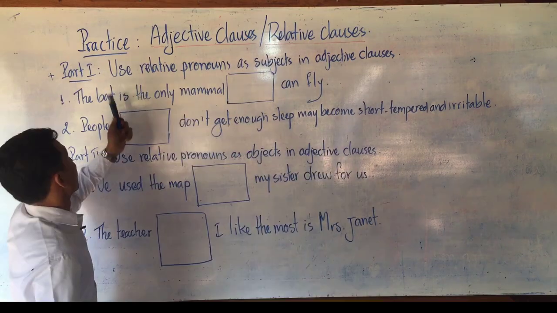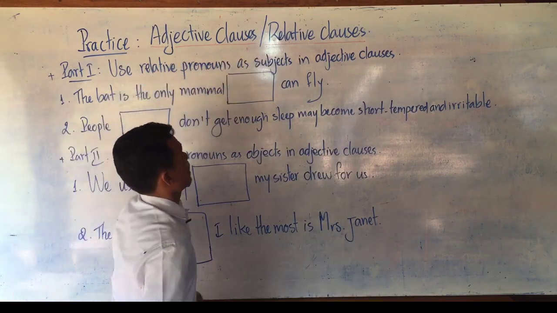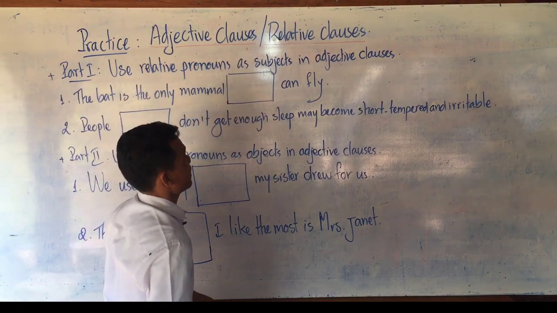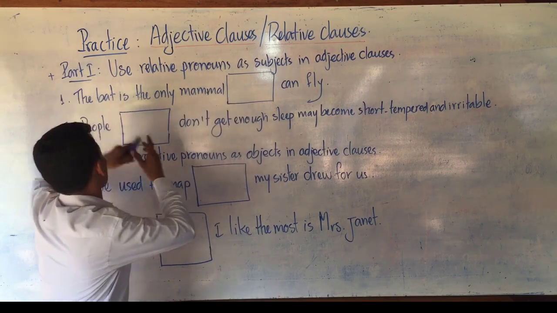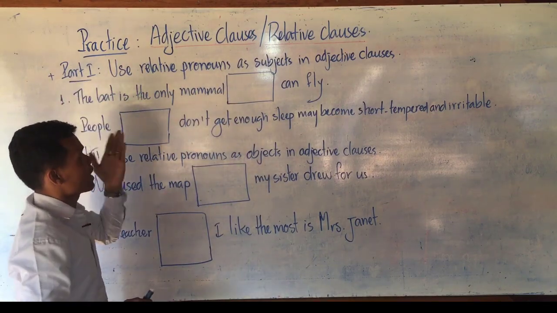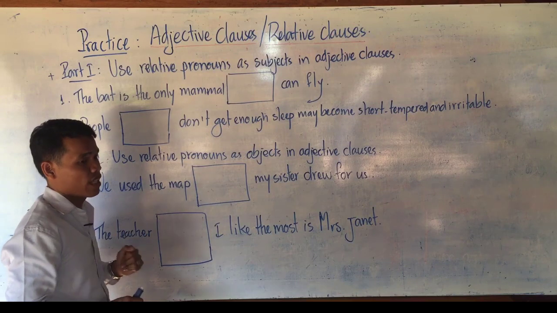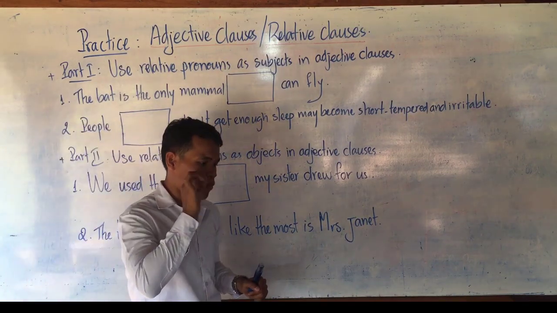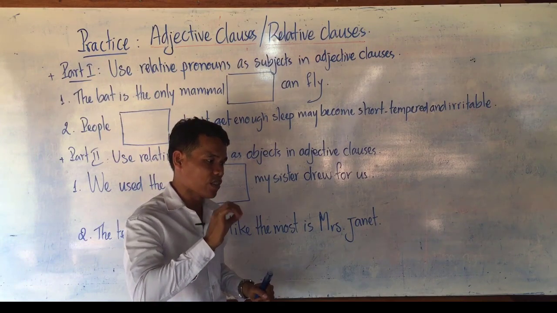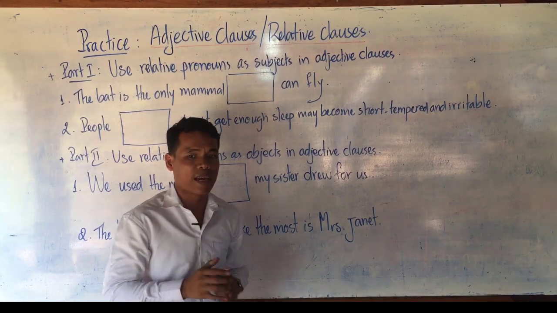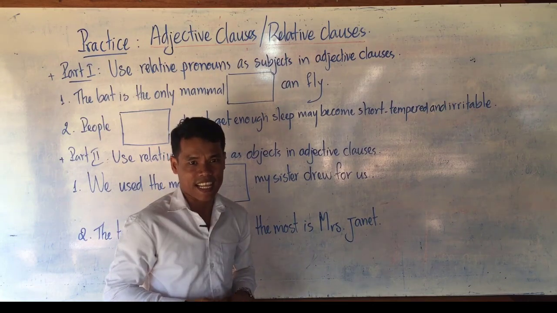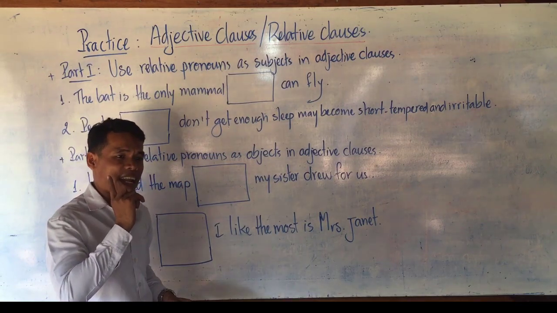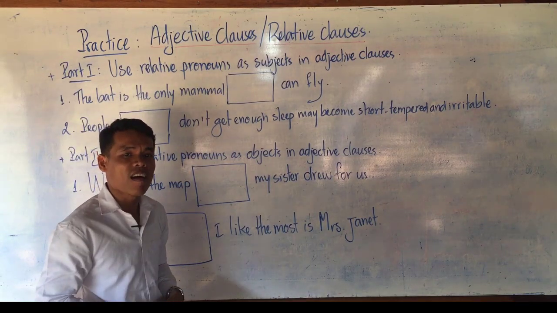Let's go with me. Practice adjective clauses or relative clauses. Part 1. Use relative pronoun as a subject in adjective clauses. So in part 1 here we use relative pronoun as a subject only in adjective clauses. In order to recognize which relative pronoun fits each adjective clause, first you have to think of an antecedent or the head noun.